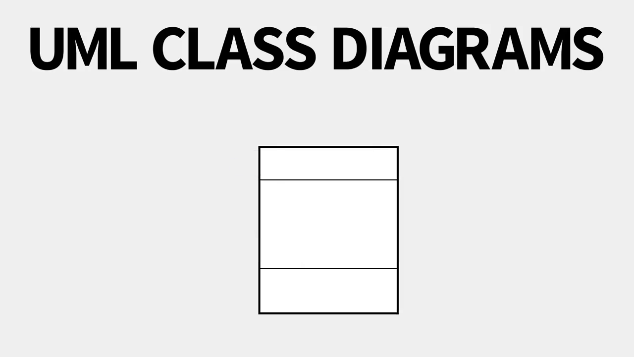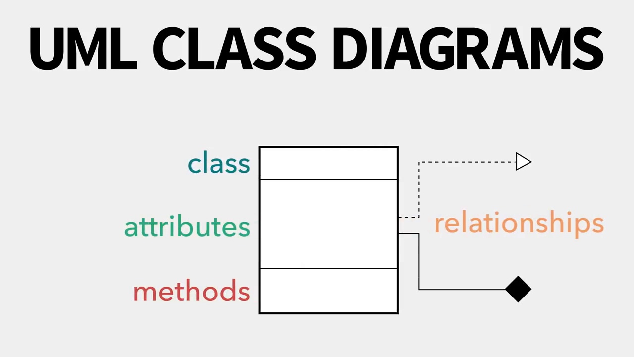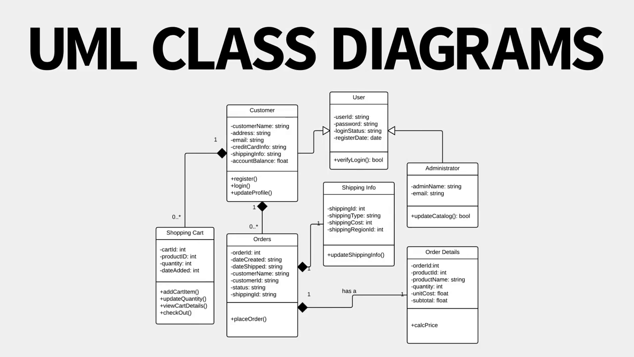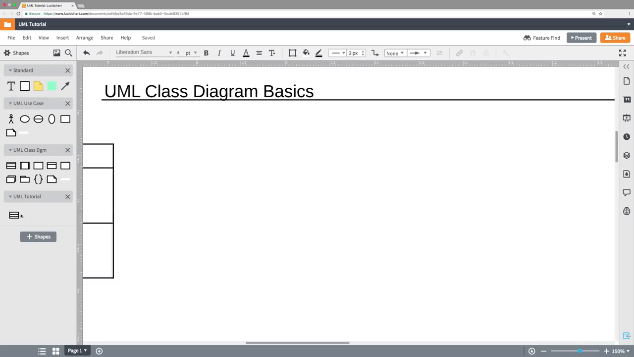Today I'll be teaching you about UML class diagrams. We'll start with some of the basic characteristics, then we'll talk about relationships, and we'll finish up by going through some examples together. Alright, let's talk about some of the basic characteristics of class diagrams.